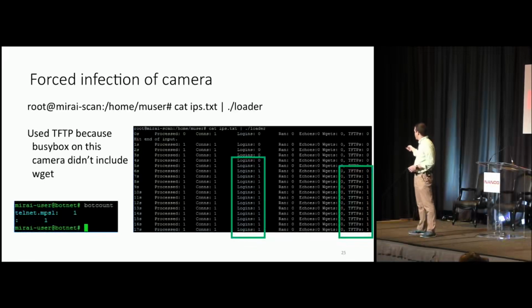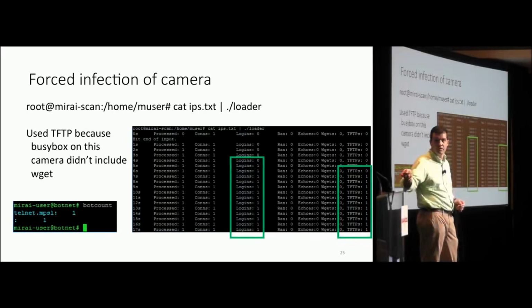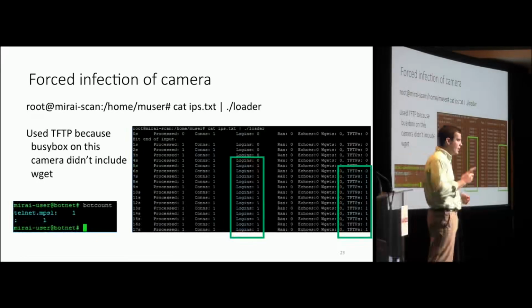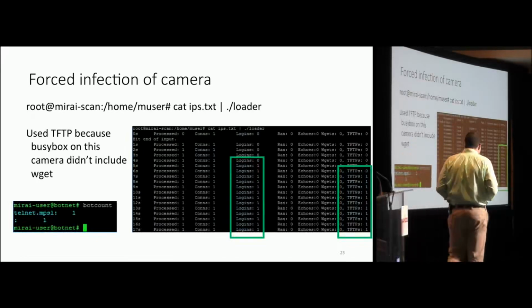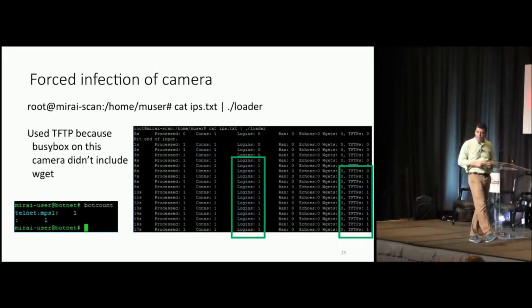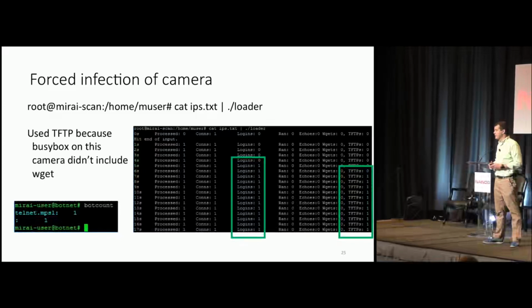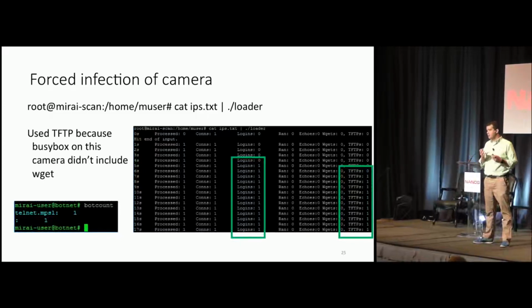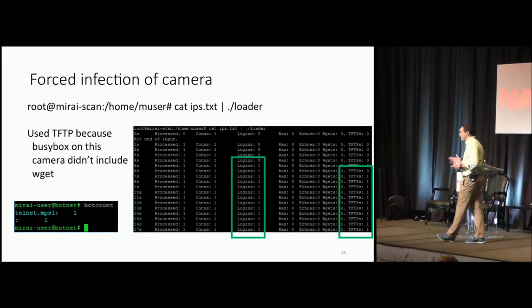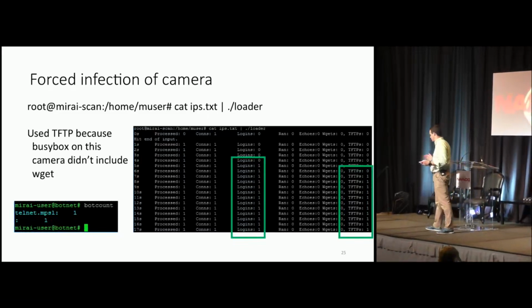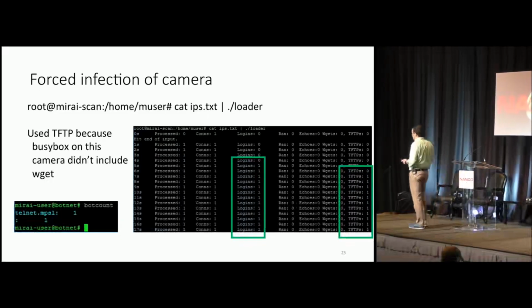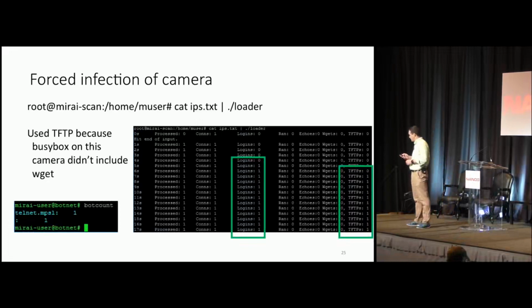And I could see that right now I'm running one TFTP process, I'm running no wgets, but what was interesting to me with this was that I had to do TFTP, which I didn't think about right away, because the BusyBox client that was running on the camera didn't include a wget binary or code. So ultimately, I had to do it with TFTP.